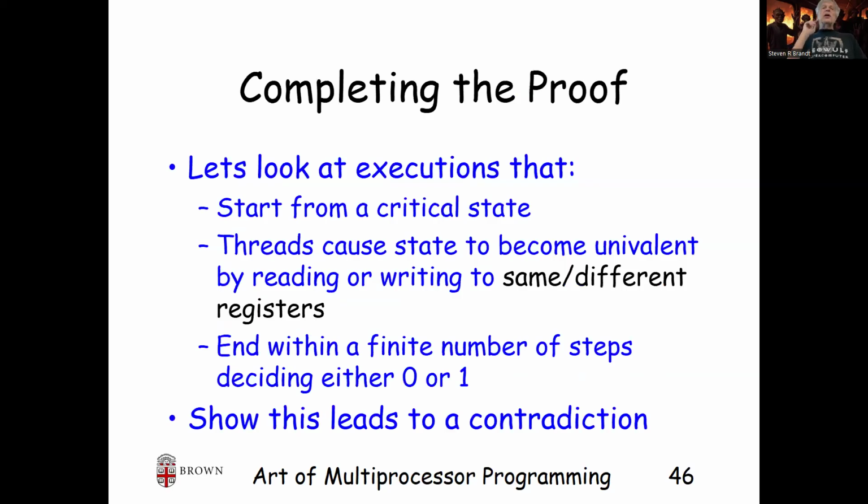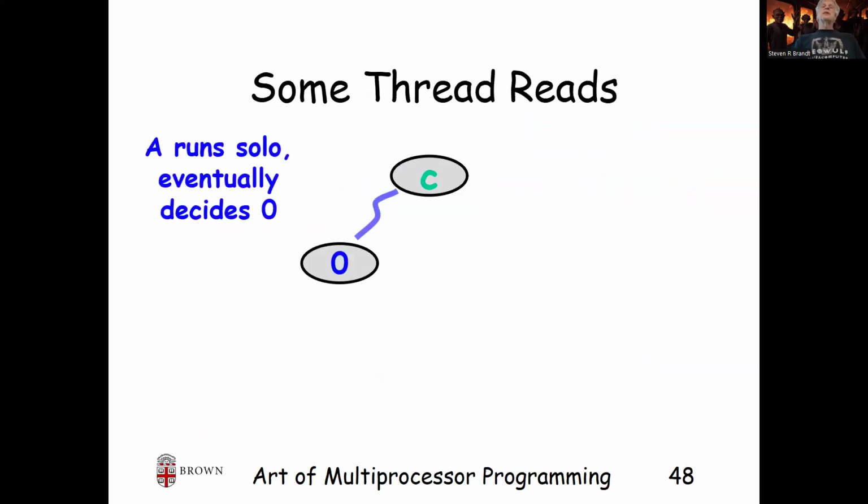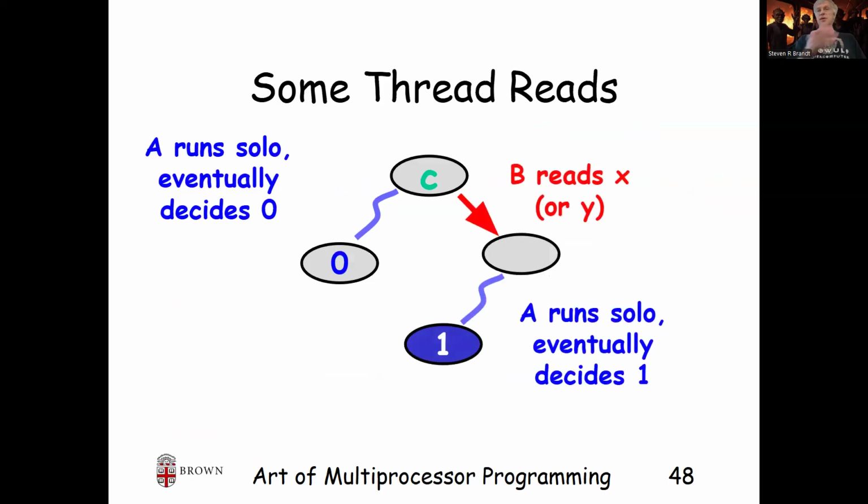And we're going to look at executions that start from a critical state, and threads cause the state to become univalent by reading or writing to the same or different registers. And we want to end with a finite number of steps. And we're going to show that this leads to a contradiction. So let's say B reads X or B reads Y, okay? Some thread reads, so A runs solo and decides 0, B reads X or Y, A runs solo and eventually decides 1.